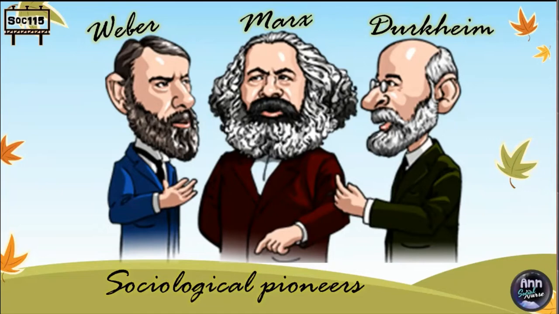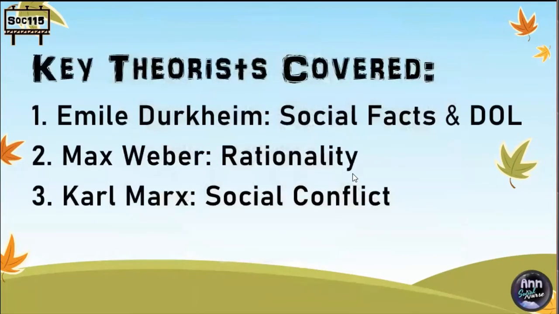The coverage of this module includes, and it's good to remember that there are many theories written by these selected theorists. We are just picking out those that are of relevance to our subject. So we're going to take up Emile Durkheim's theory on Social Facts and Division of Labor, Max Weber's Rationality, and Karl Marx's Social Conflict.